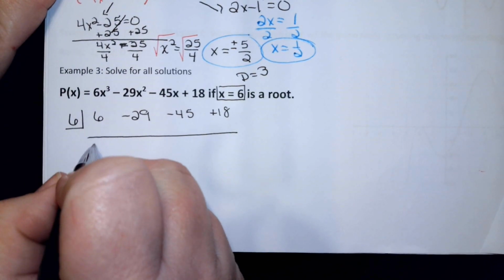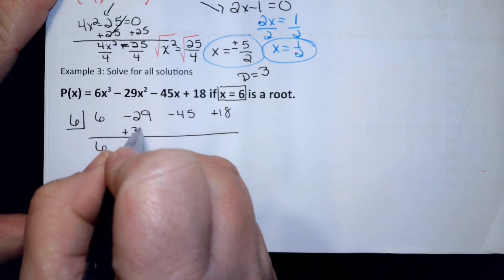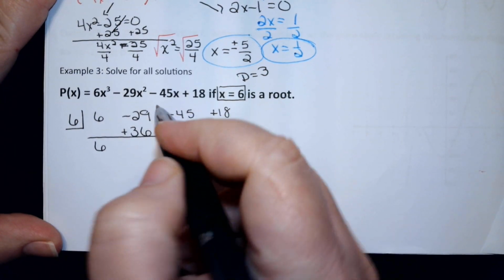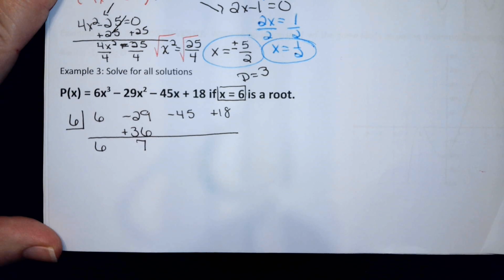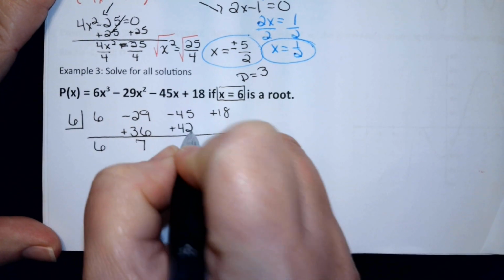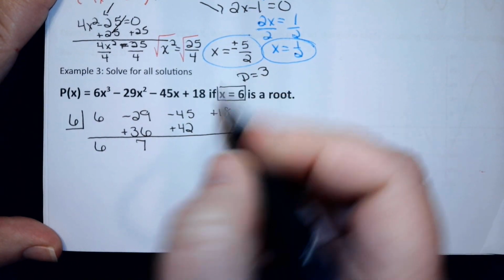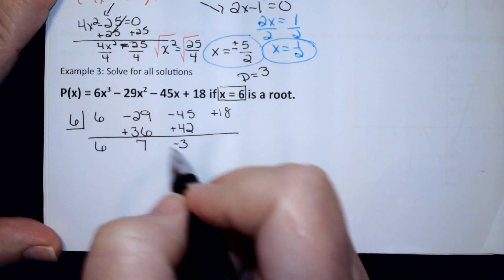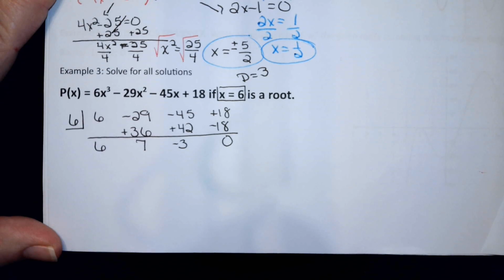Alright, we know we're going to drop the 6. 6 times 6 is a positive 36. Combining these, 36 minus 29 is 7. 6 times 7 is a positive 42. Combining these, negative 45 plus 42 is a negative 3. 6 times negative 3 is negative 18. Combining these, we get a 0.